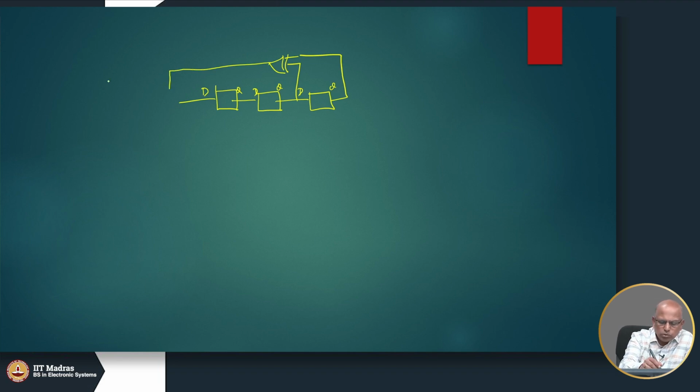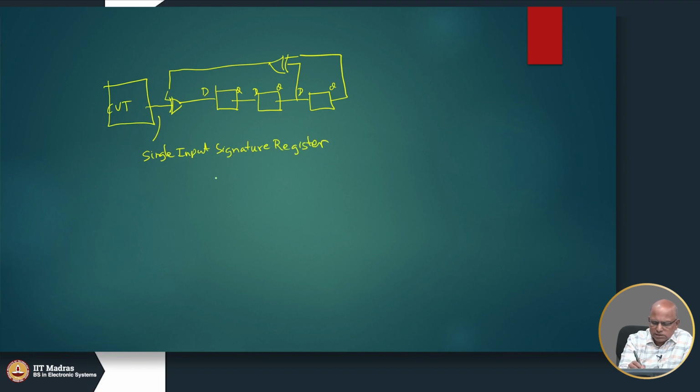Now, here what we are going to do is take the output of the circuit under test, and this feedback bit will be XORed with it. So, this is a single input signature register, or SISR. So, let us understand how that works.